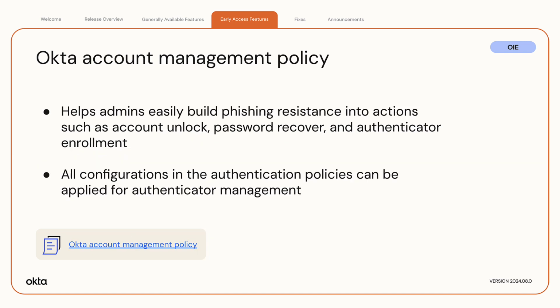Okta Account Management Policy. The Okta Account Management Policy helps admins easily build phishing resistance into actions such as account unlock, password recovery, and authenticator enrollment. Using the familiar rule-based framework of an authentication policy, admins can now customize which phishing-resistant authenticators are required when users attempt these common self-service actions. All of the configurations in the authentication policies can now be applied for authenticator management.